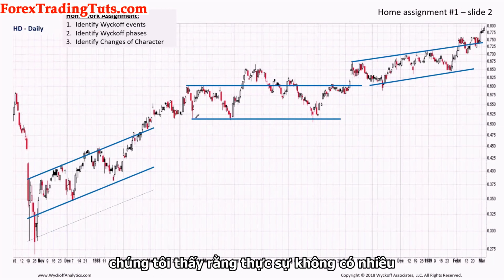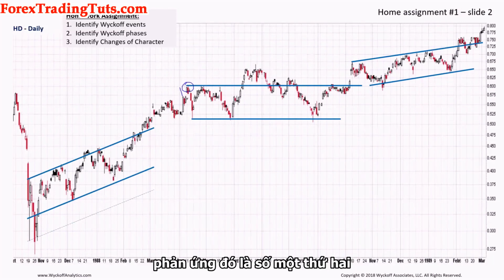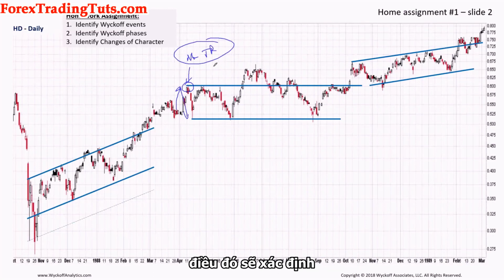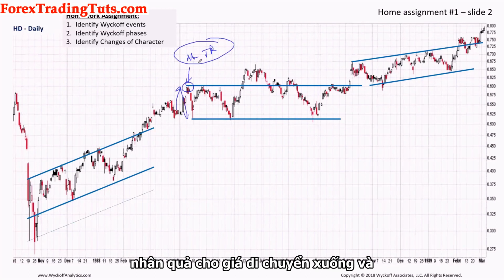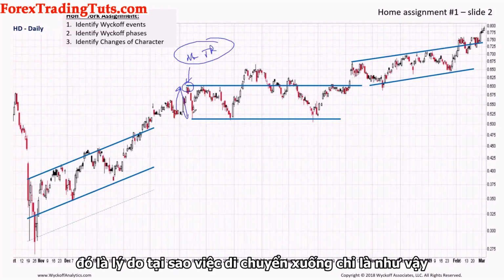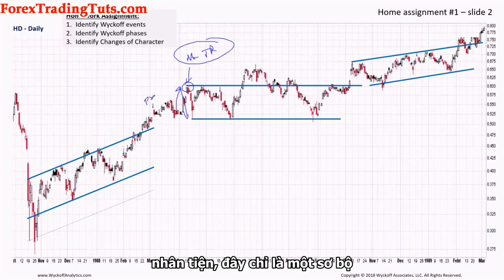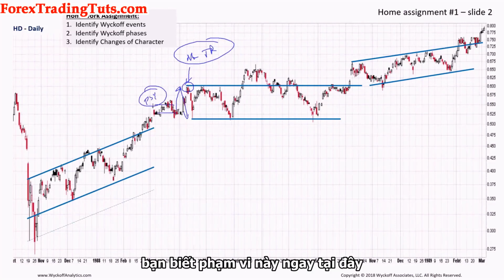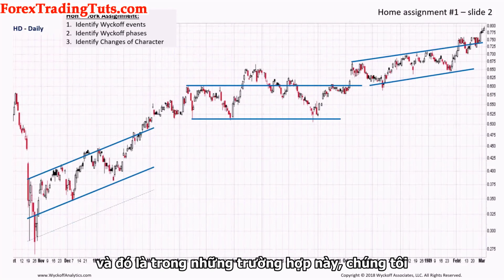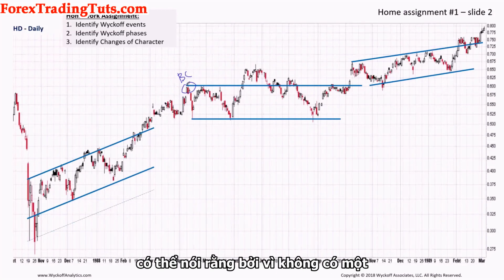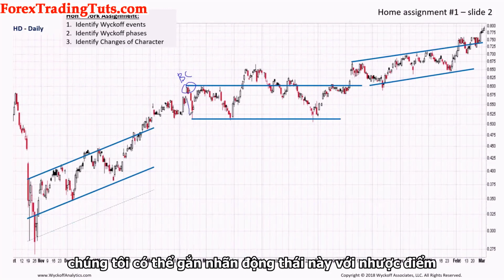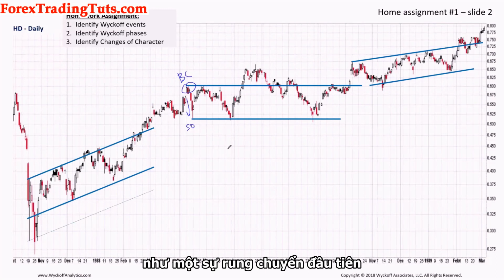Okay, what's interesting is the next reaction, right? We see that there's really not a lot of reaction. That's number one. Secondly, after the climactic run, there is no trading range that would define some kind of causality for the price to move down, and that's why the move down is just so small. This, by the way, is just a preliminary supply, this range right here. And it's in these cases where we could say that because there is not a lot of distributional activity at the buying climax itself, we could label this move to the downside as a shakeout first.